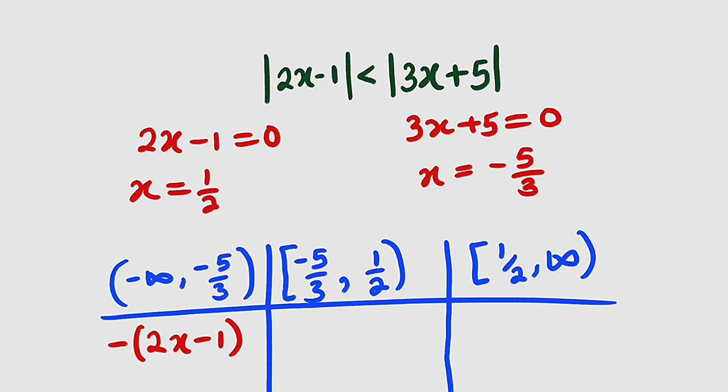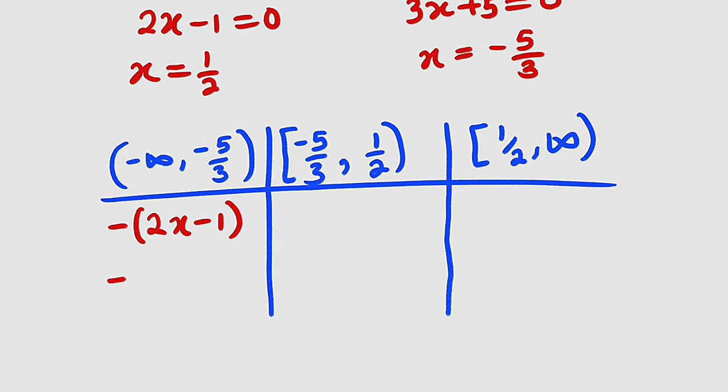Let's take a value, for example, we may have negative 3, right? It is within this interval. Negative 3 times 3 is negative 9, and negative 9 plus 5, that will give us negative 4. So it means that this function will be negative as well. We have negative version of 3x plus 5.